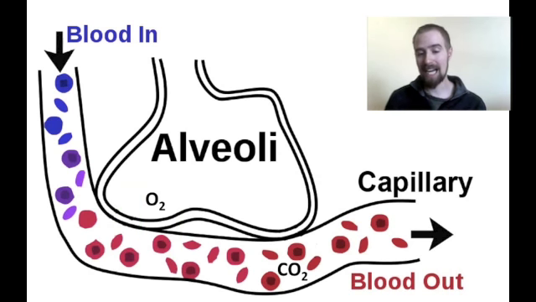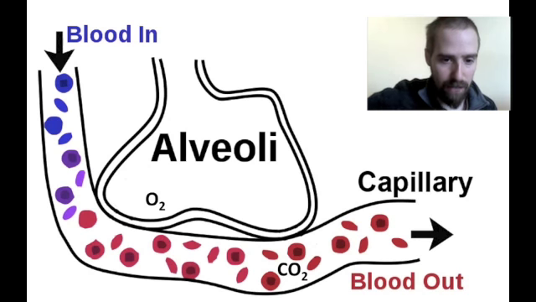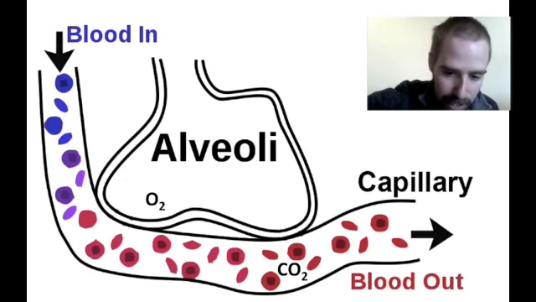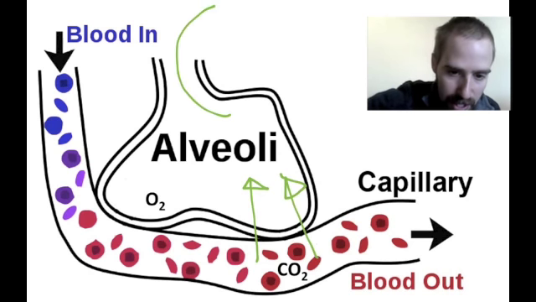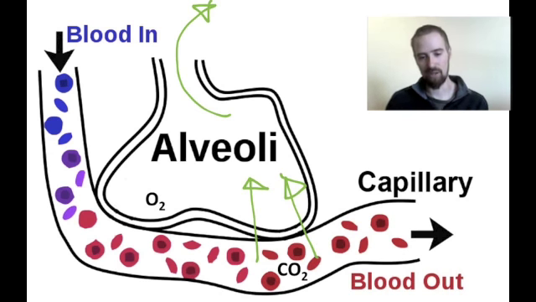Now, at the same time this is happening, our body is also getting rid of some metabolic waste, namely carbon dioxide, or CO2. And carbon dioxide, which is in our bloodstream, is in a high concentration now inside of our capillaries, and there's a pretty low concentration of carbon dioxide in our alveoli. So in this case, carbon dioxide diffuses from our capillary into our alveoli, where then it can be exhaled out back into the atmosphere again.